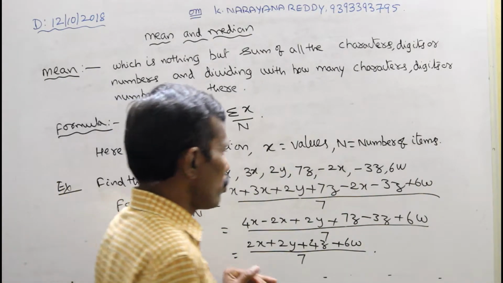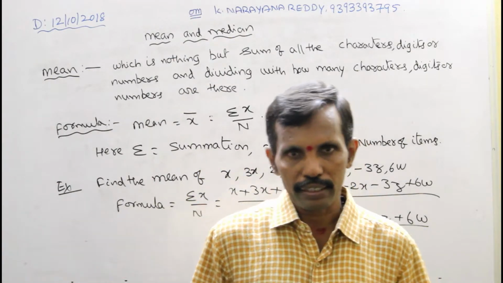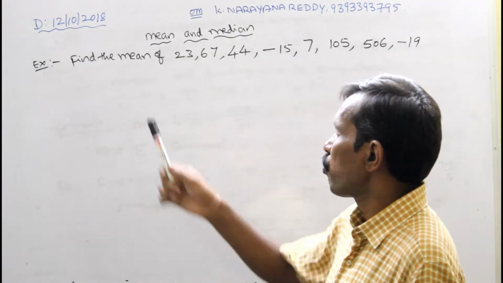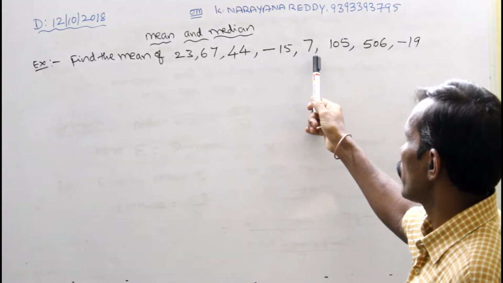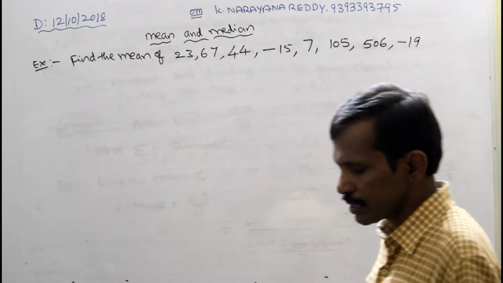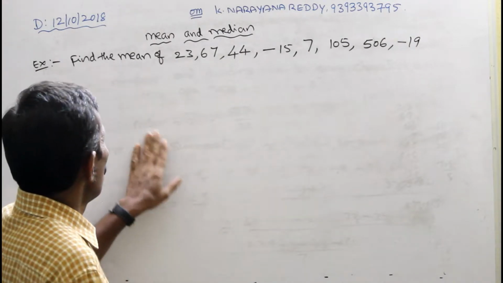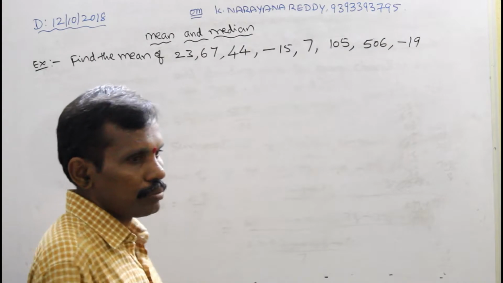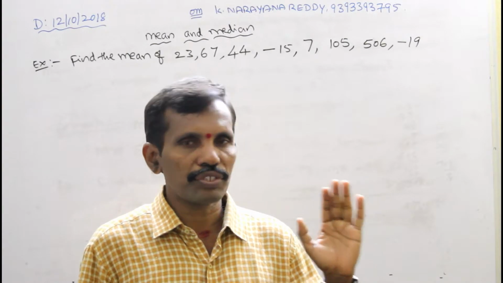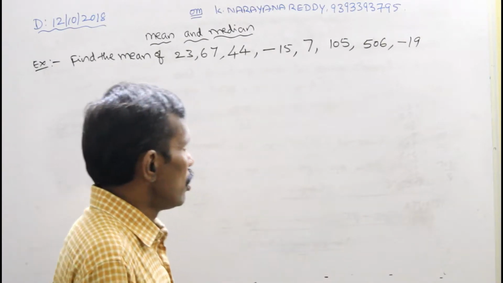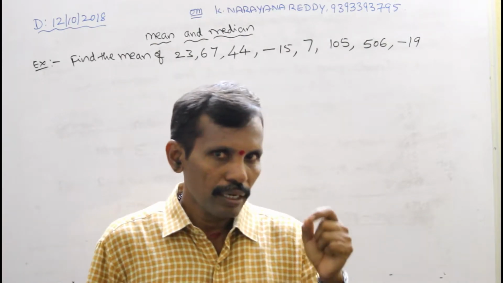This way you can find the mean of the given data items or values. I will give another example. See the problem: find the mean of 23, 67, 44, minus 15, 7, 105, 106 and minus 19. Very important problem this one. What is mean? Sum of the terms divided by number of terms, that is the average. Here we can call it the sum of the items divided by the number of items.